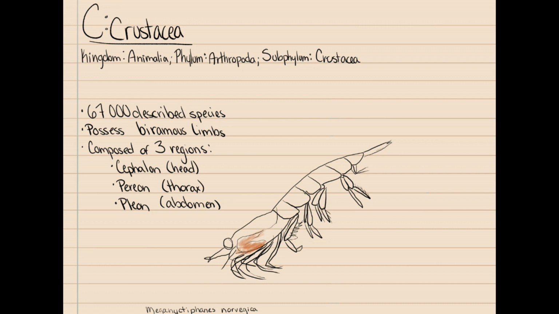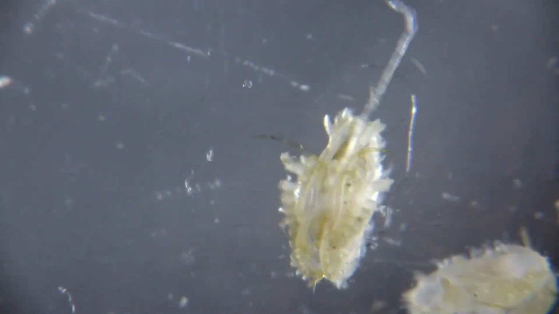C is for crustaceans. While we most commonly know them as crabs, lobsters, and shrimp, there are many, many more than that. 67,000 described species, actually. Here's a video of some crustaceans for you.